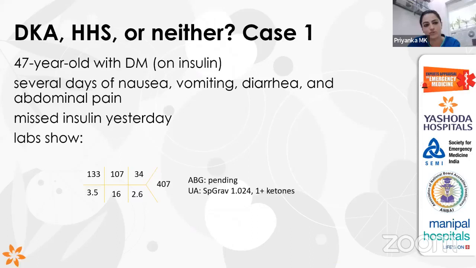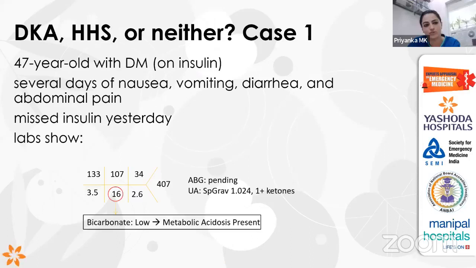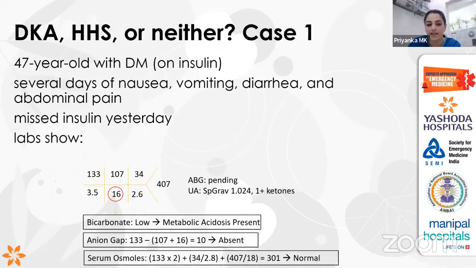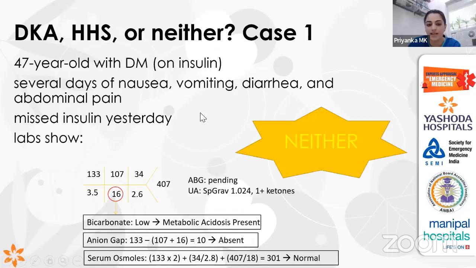So in this case, what happens? The bicarbonate is low. So when the bicarbonate is low, metabolic acidosis is present. But the anion gap, when you calculate it, comes to only 10, which means there is no high anion gap. Serum osmoles are all normal. So in this case, it is neither. It's neither DKA nor HHS. He's probably got metabolic acidosis because he's having vomiting and diarrhea. But there is no positive anion gap and the osmolarity is normal. So you cannot classify him as either DKA or HHS.